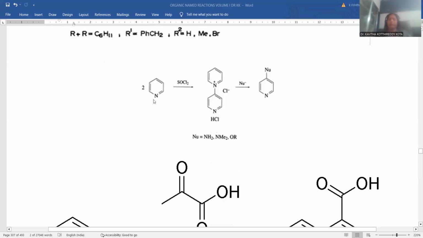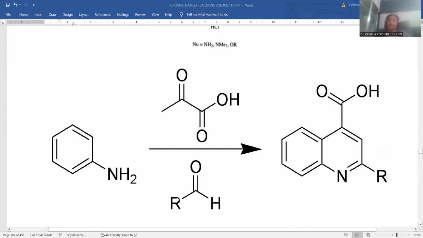Here two pyridine molecules are reacted in the presence of thionyl chloride. There is N-alkylation taking place. So on the nitrogen atom, the entire pyridine ring is reacted once again. N-pyridinium chloride is the chemical name of the compound we got. If you react it with a nucleophile, what happens? The entire molecule will react with the nucleophile at position number 4.